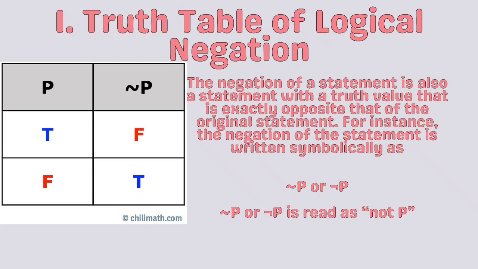Thus, if statement P is true, then the truth value of its negation is false. And in the same manner, if P is false, the truth value of its negation is true. Negation truth values: if P is true, then not P is false. Also, if P is false, then not P is true.